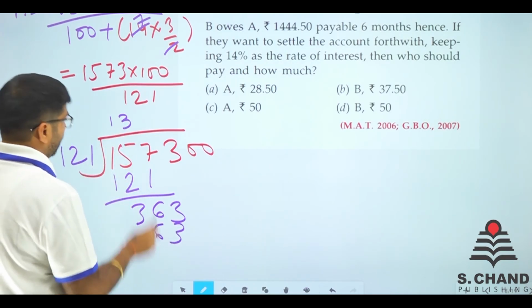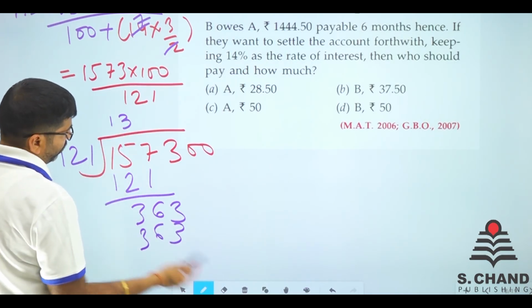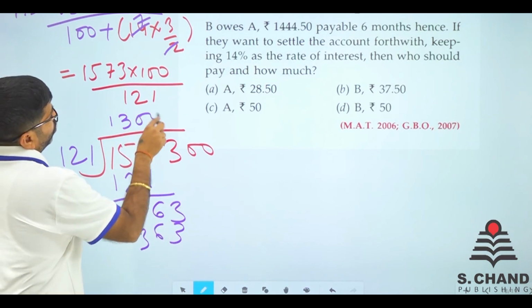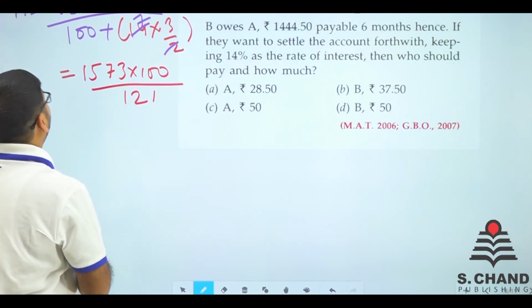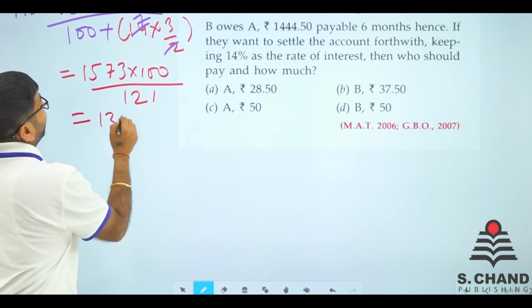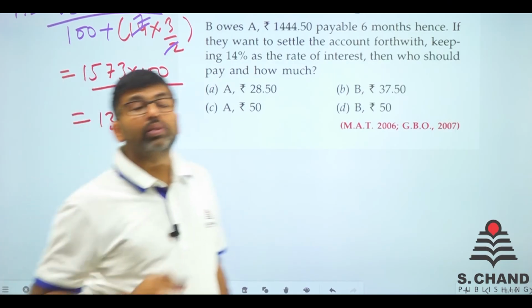3 2s are 6. 3 1s are 3. So 363 and 2 zeros. So the quotient is 1300. That means A owes 1300 as present worth to B.